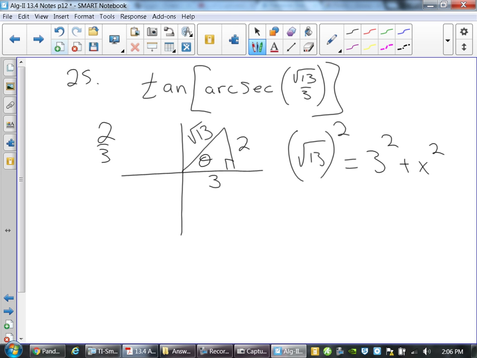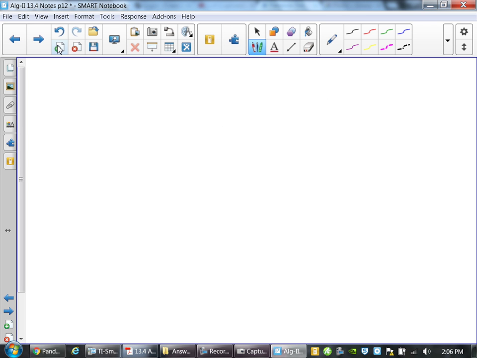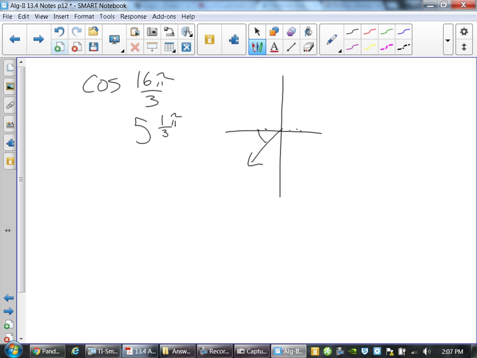The value depends on what quadrant you wind up in. So, let's see, which one would that be? Cosine of 16 pi over 3. 3 goes into 16 how many times? 5. It's 5 1/3 pi. So I spin it: 1, 2, 3, 4, 5 1/3. My reference angle is pi over 3. Cosine is positive or negative in the third quadrant? Negative. So my answer is going to be negative.